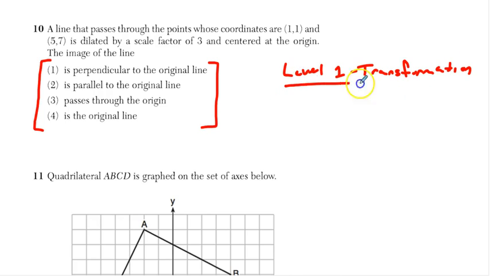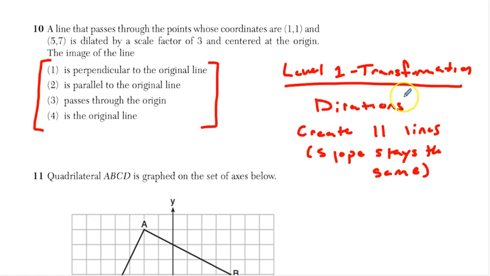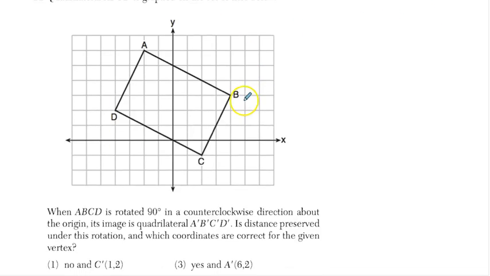And a big fact about dilations, and there are many, is that dilations create parallel lines, otherwise known as slope stays the same. Slope stays the same. Now, if we know that the slope stays the same, or it creates parallel lines, this question is just number 2. Nice and easy. Nothing for you to do there.